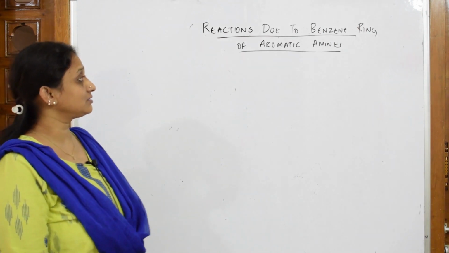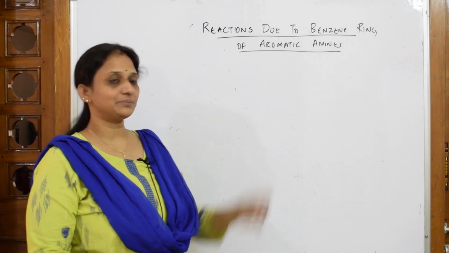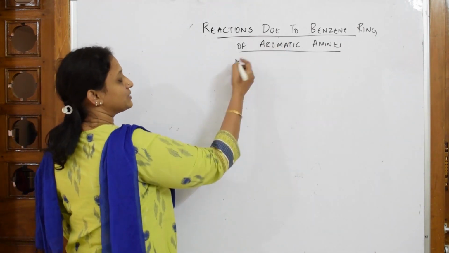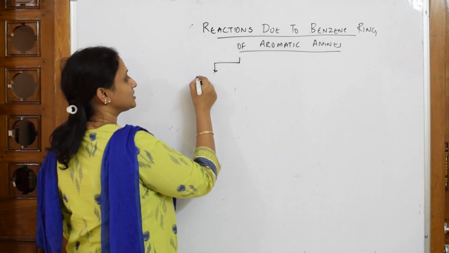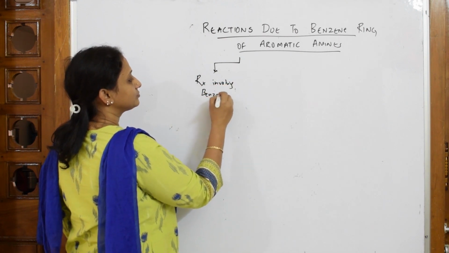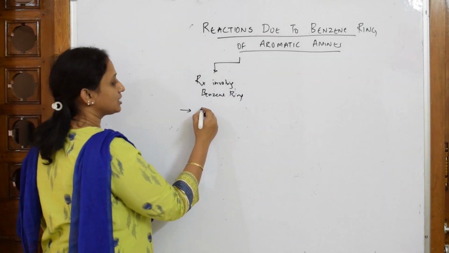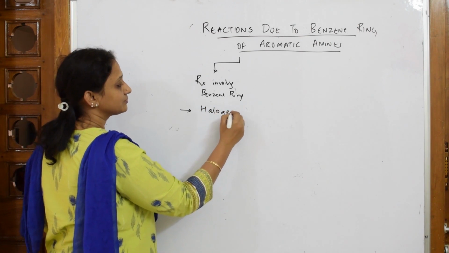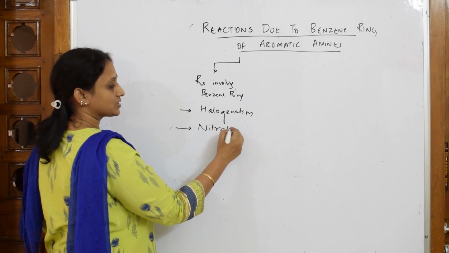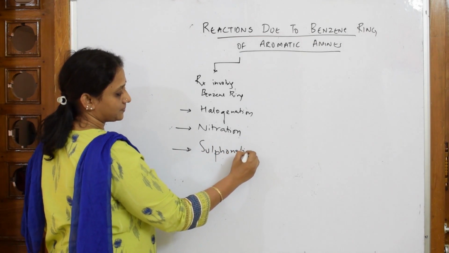Now, when I have to see the reactions due to the benzene ring, it is simple. Your amines, or aromatic amines, that is your aniline, basically show 2 types of reactions. The first type is reactions involving the benzene ring, and in that, the first type of reaction I am going to teach you is halogenation reaction. After that, you'll also be learning about nitration reaction, and you're also going to learn about sulfonation reaction.